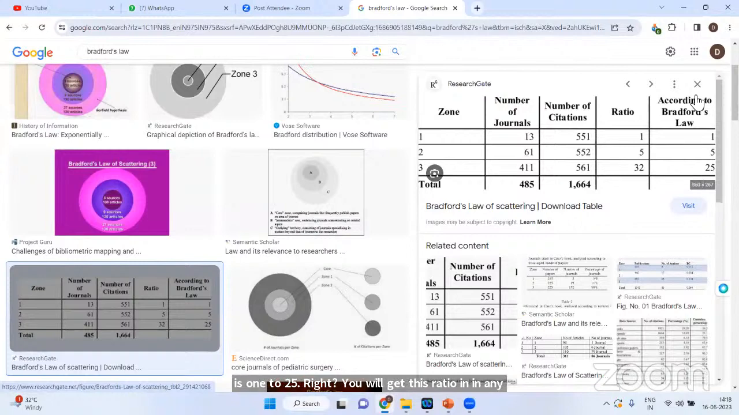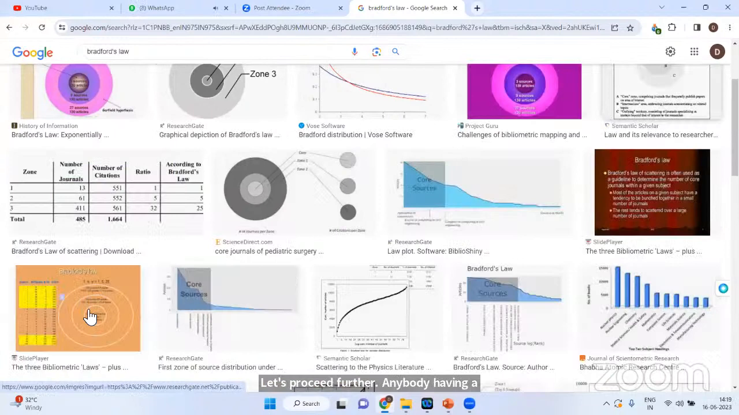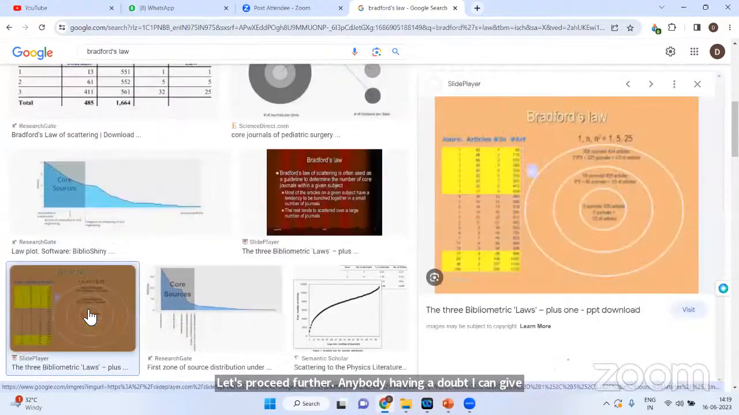Let's proceed further. Anybody having a doubt? I can give you another example also. See here on your right hand side. Just a minute.